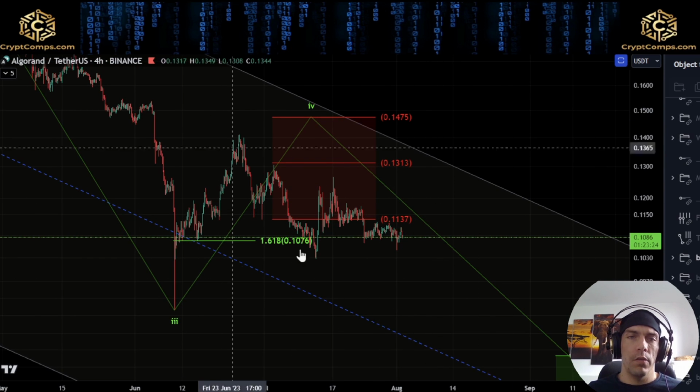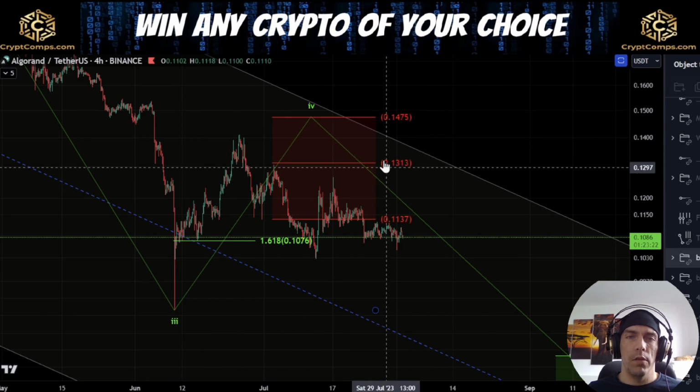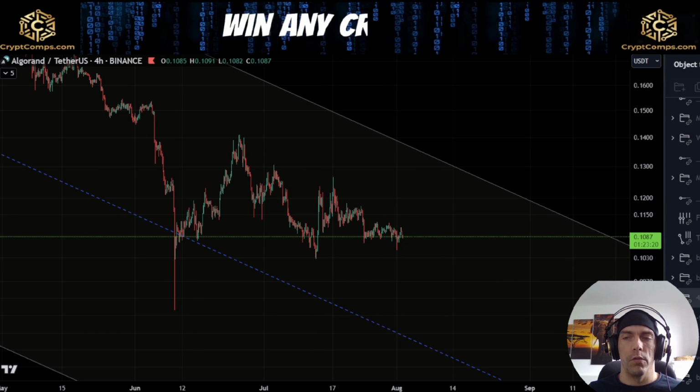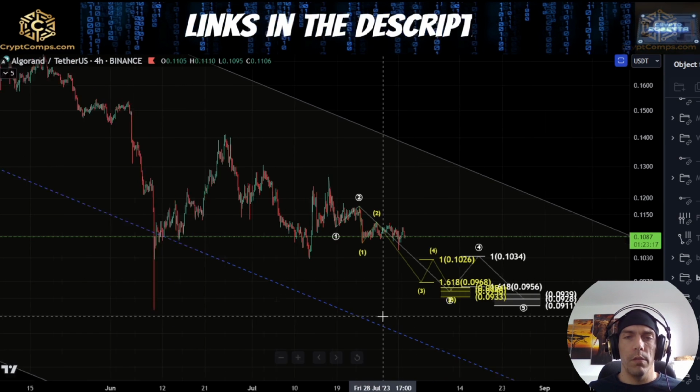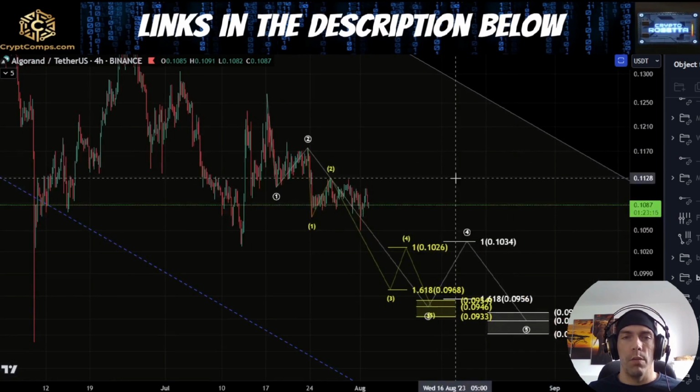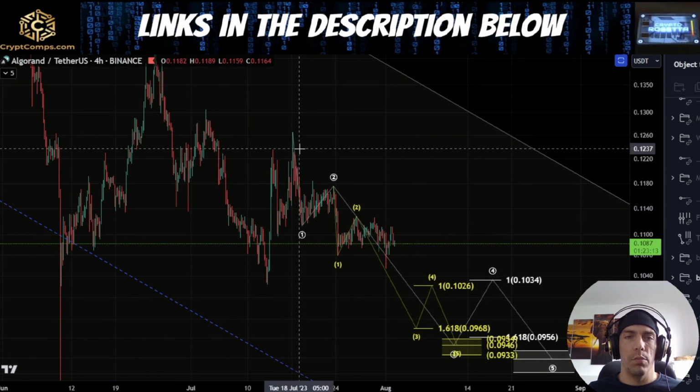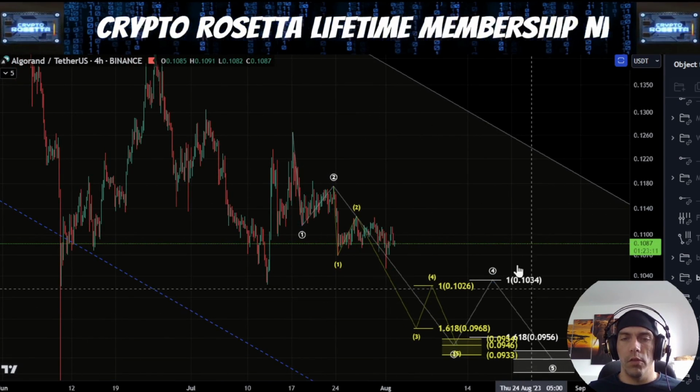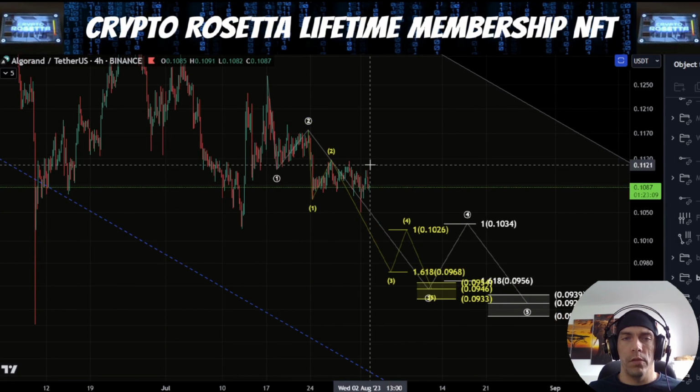Now, if this is the case, what we were saying is that within the structure, we need to be careful because there is a possibility this could just be corrective up. We were looking for this potential that we could still see a break to the downside directly from this point. Now, within this structure, what I would be looking for is 5 waves starting to develop.